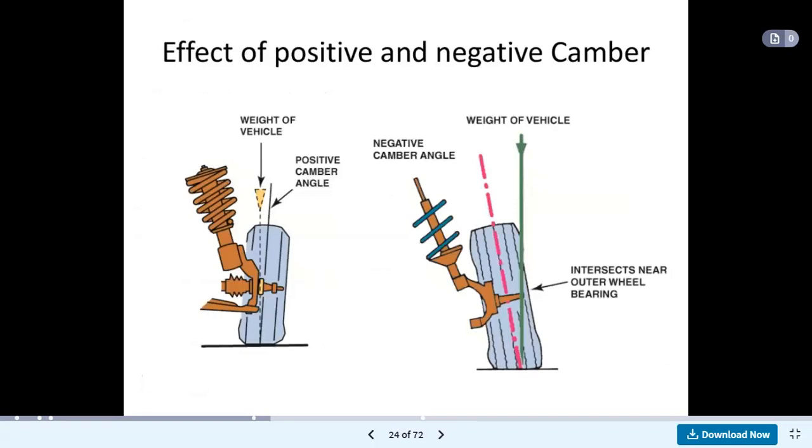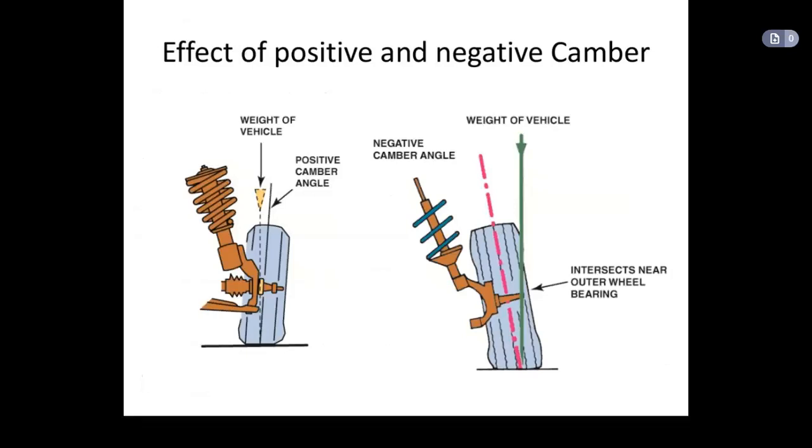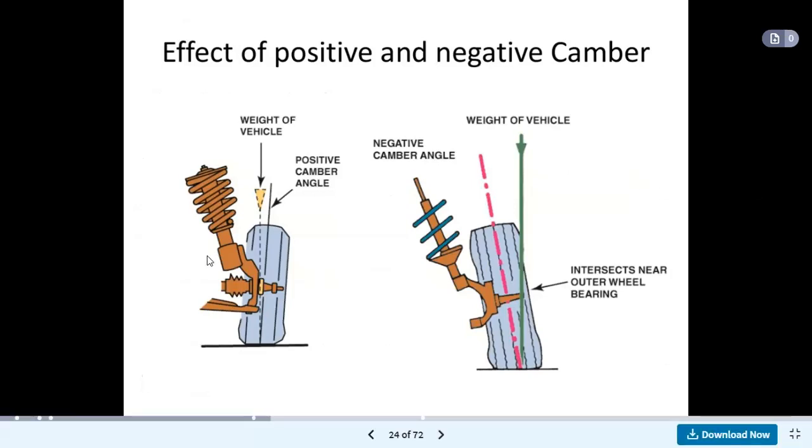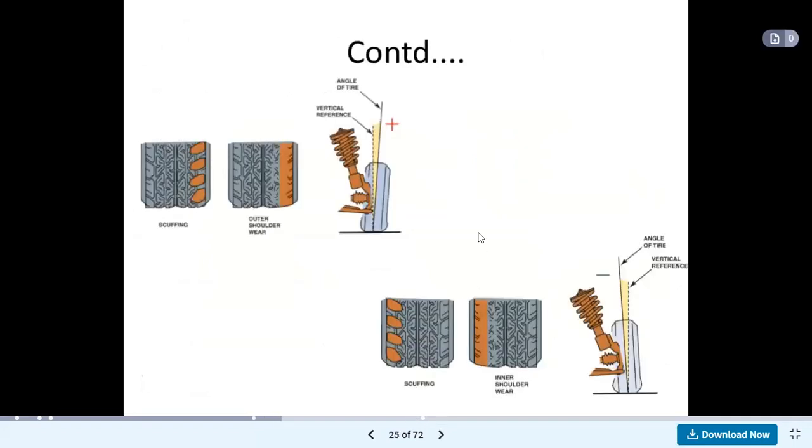Effect of positive and negative camber. If we see this diagram, the weight of the vehicle is applied here. So the positive camber angle is shown here, and the negative camber angle is shown here. The weight of the vehicle is acting here and intersects near the outer wheel bearing. So here scuffing is shown and the outer shoulder wears out.